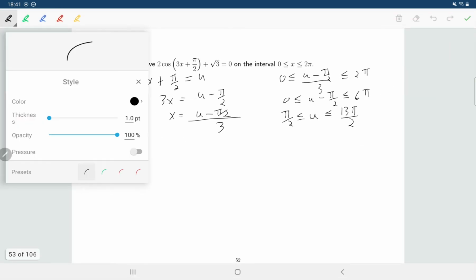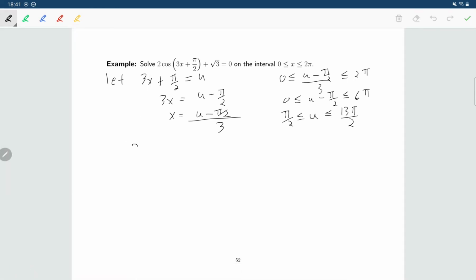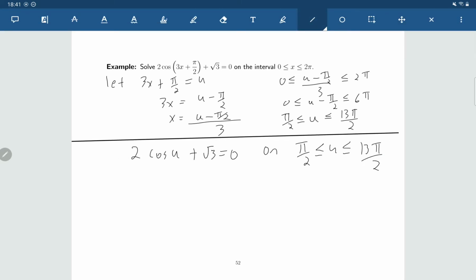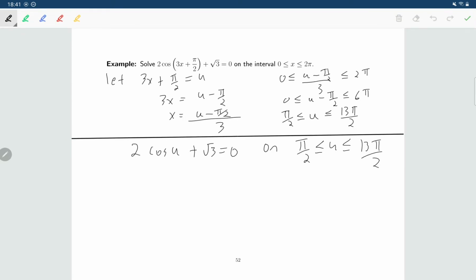We're going to start out by saying that what we actually have now is 2 cosine of u plus root 3 equals 0, and that's on the interval pi over 2 less than or equal to u less than or equal to 13 pi over 2. And that's how we're going to do our solving. So we'll do the same thing that we normally do, which is isolate our trig function. And if I bring that cosine over here and move the root 3 to the other side and solve, I find cosine is negative root 3 over 2.